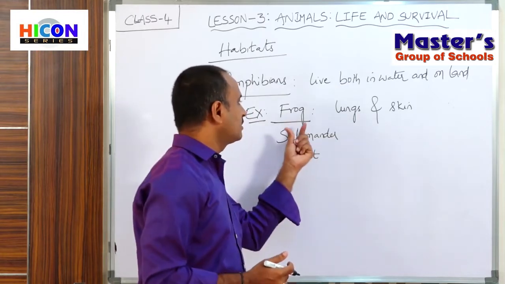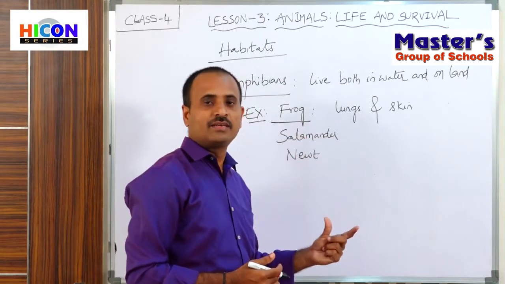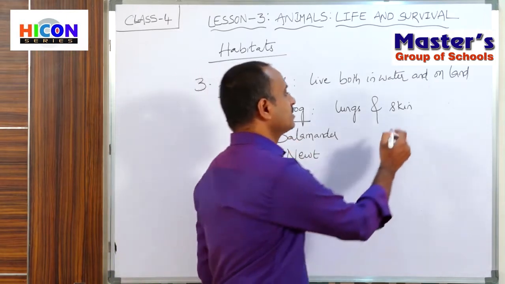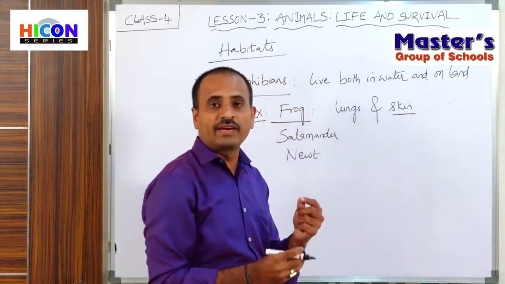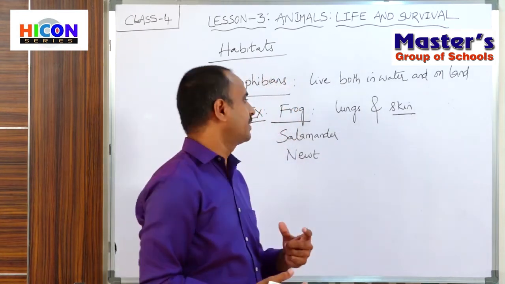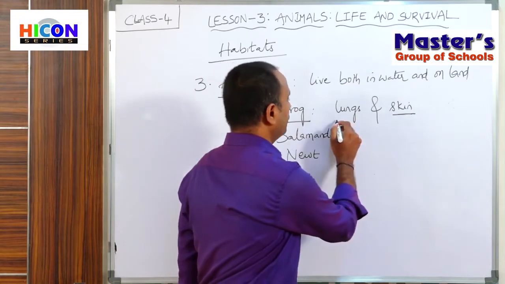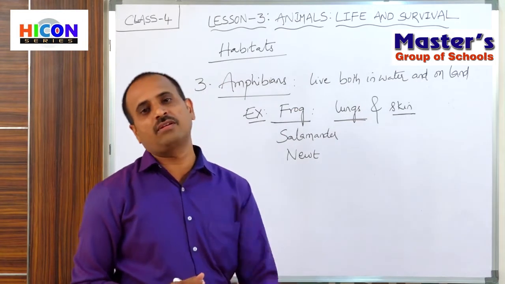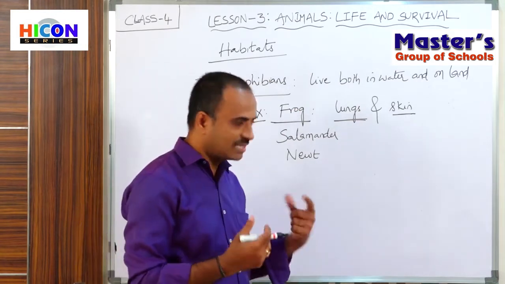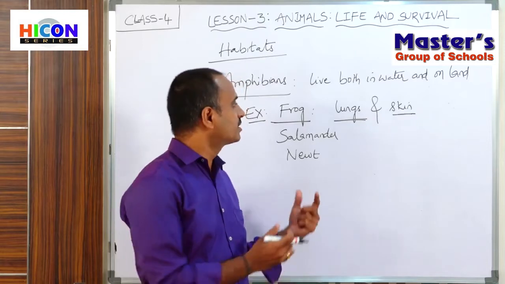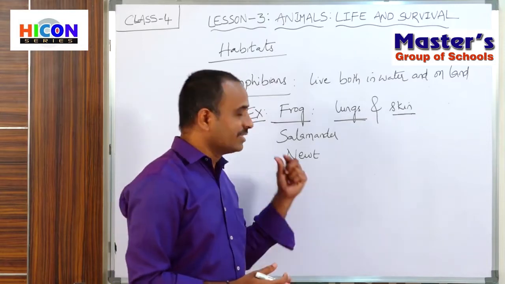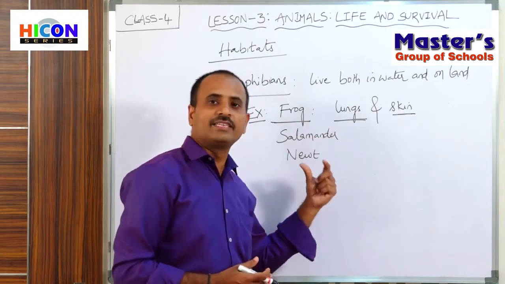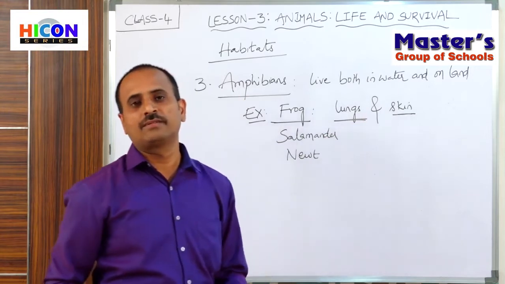So if the frog is present in water, it can breathe through its skin. Whereas if the frog is outside the water, that is, it is present on the land, it can breathe through its lungs. So it can breathe through two types of organs, that is, through its skin and through its lungs. When it is on the land, it breathes through its lungs, and when the frog is in water, it breathes through its skin.